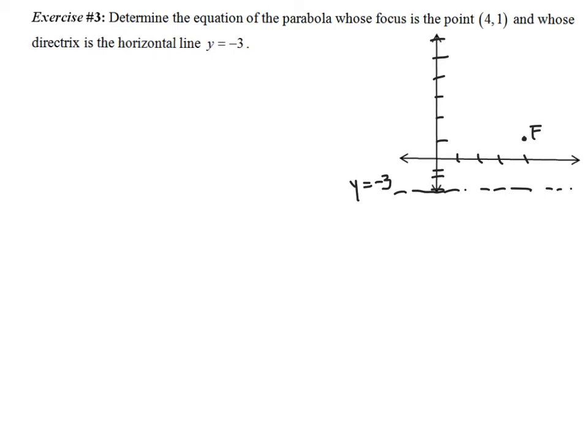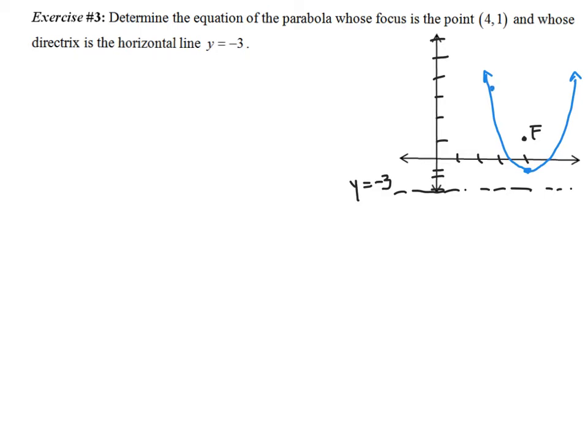Now I know that the vertex has to be the point halfway between the focus and the directrix. So if you count, it'd be easier if we had graph paper, but if we count this, I see that my vertex has to be located at the point 4, -1. Knowing that the parabola always opens so that the focus is inside of the parabola and the directrix is on the outside, my parabola looks like this.